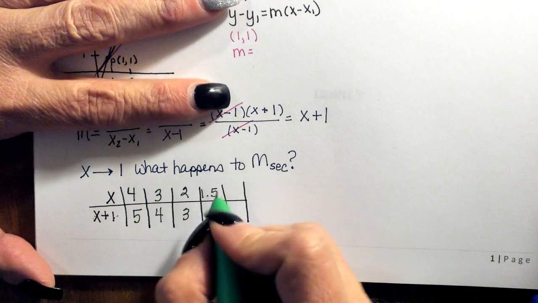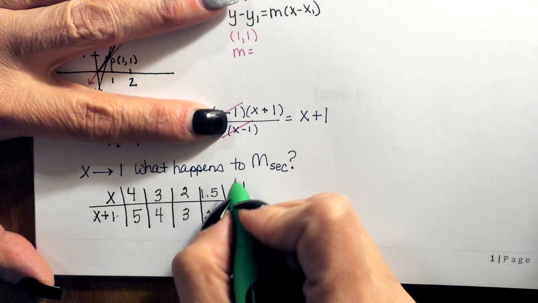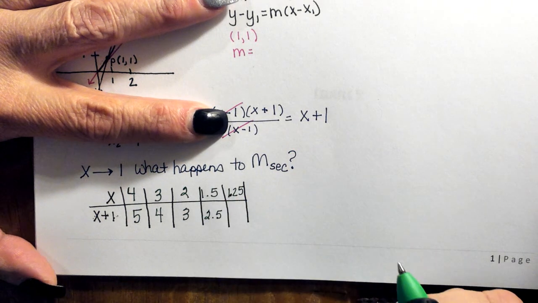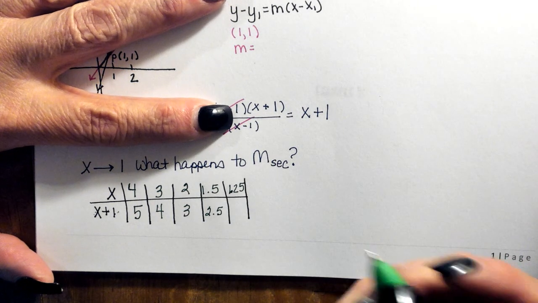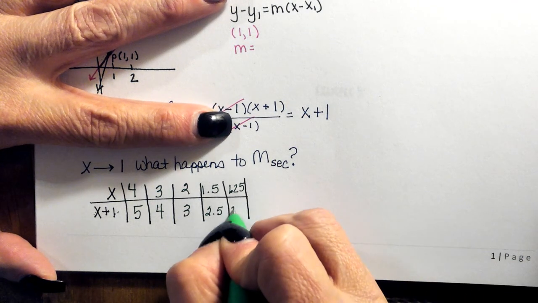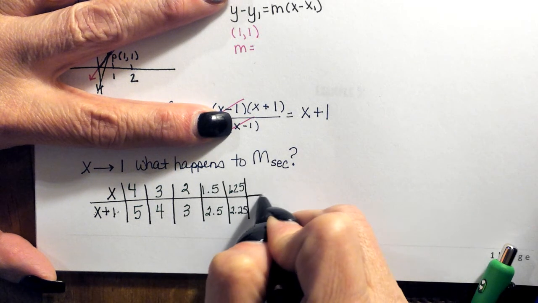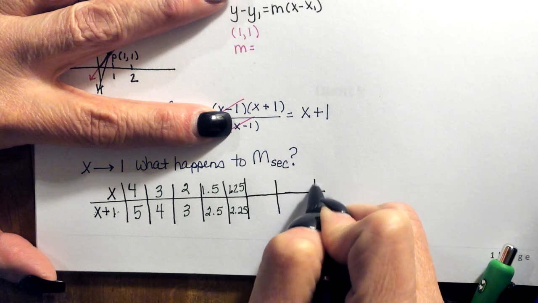1.5 plus 1 would be 2.5. Okay, let's move a little closer. Let's do 1.25. So think about that. 1 and 1.25, so it'd be, my eyeballs, 2.25. Okay, I'm going to add another row on here. Leave myself a little bit more room on these.